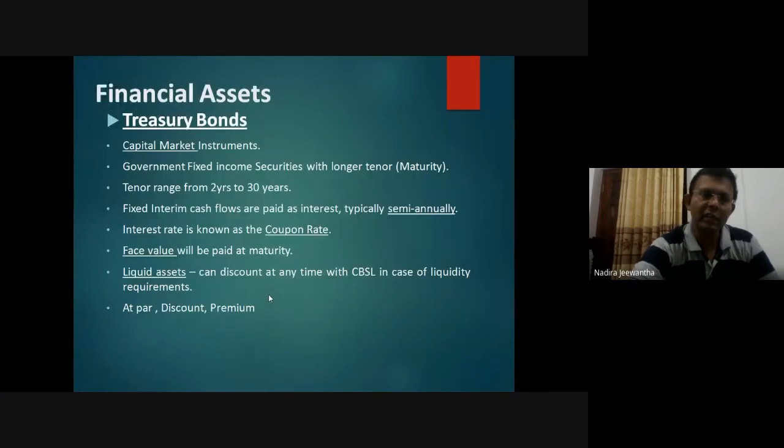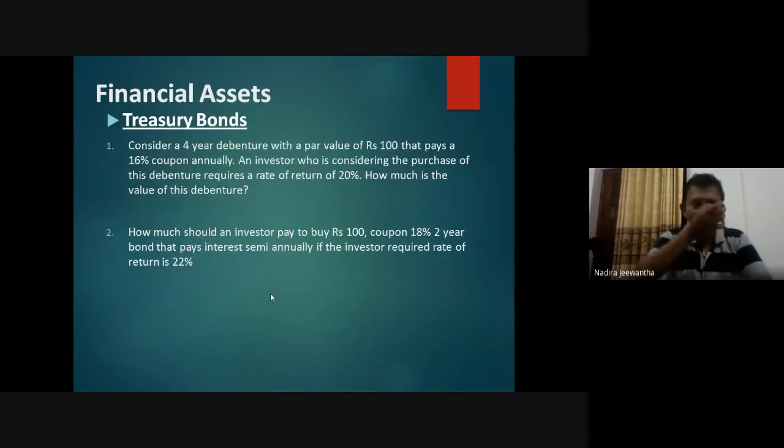It's very difficult to do it online, right? But try to do it somehow. Now, see, read the second question. How much should an investor pay to buy 100, coupon 18%, 2-year bond which pays interest semi-annually, if the investor's required rate of return is 22%?